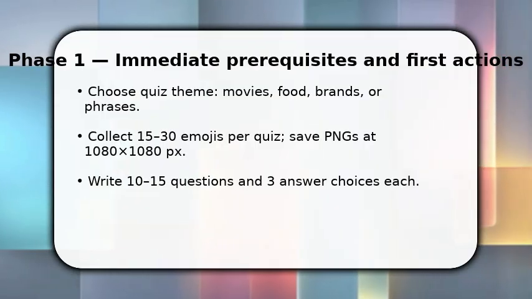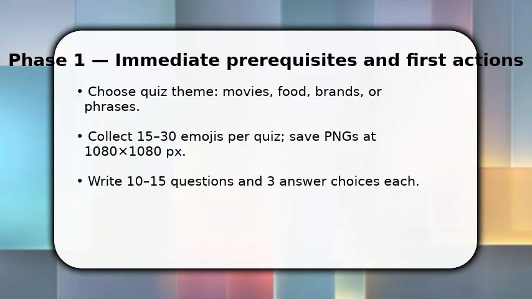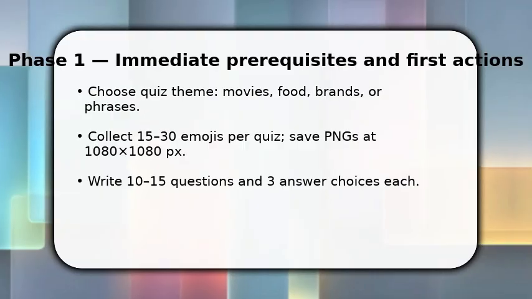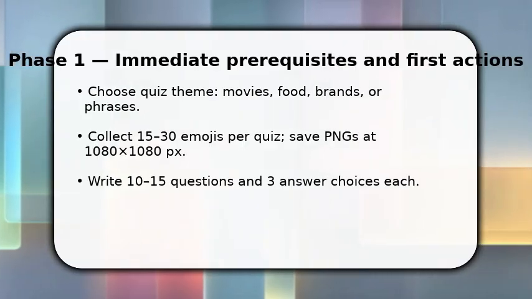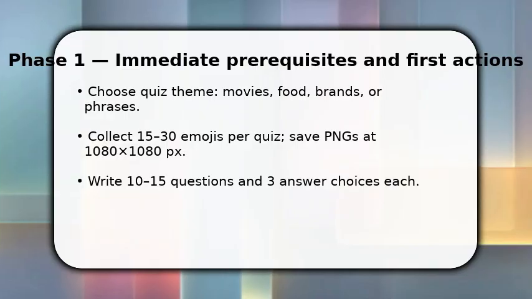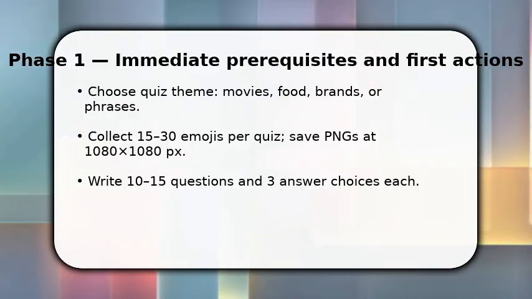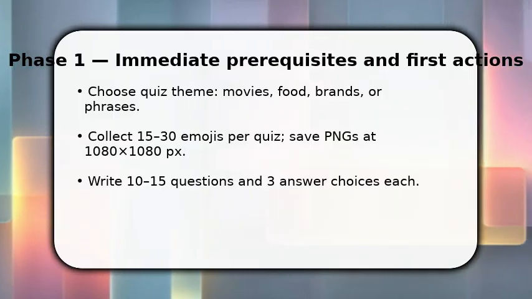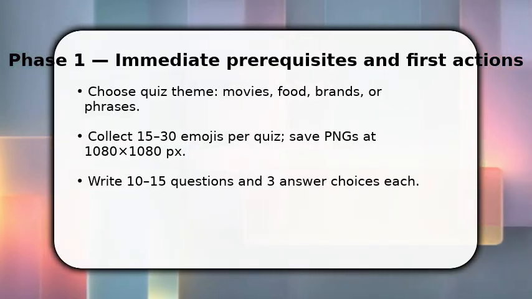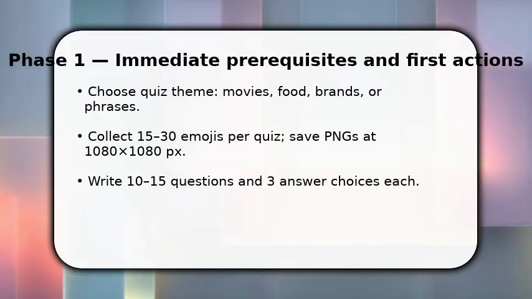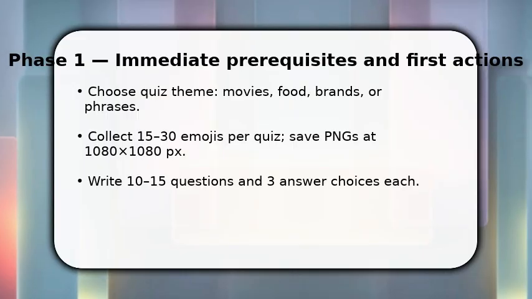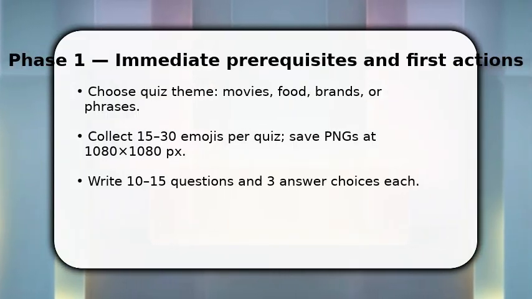You start by locking the concept and assets. This matters because consistency keeps viewers engaged. Pick a theme, then curate 15 to 30 emojis that clearly represent clues. Once done, resize images to 1080 by 1080 for square platforms, and draft 10 to 15 questions with 3 choices each so polling works. Make sure to include 1 correct answer and 2 plausible distractors. This front-loading saves time in editing.